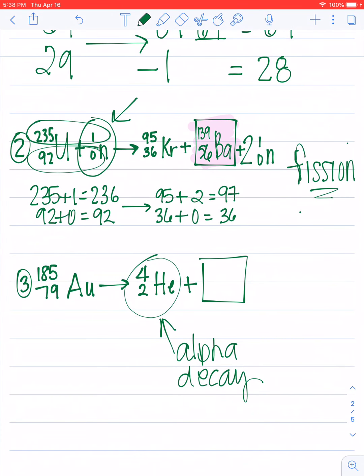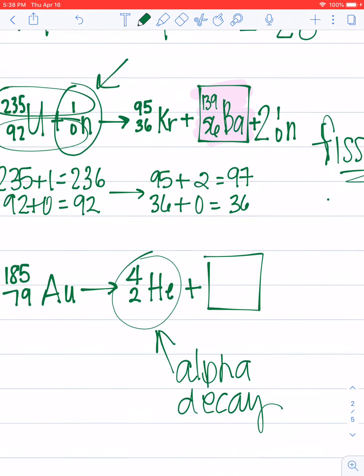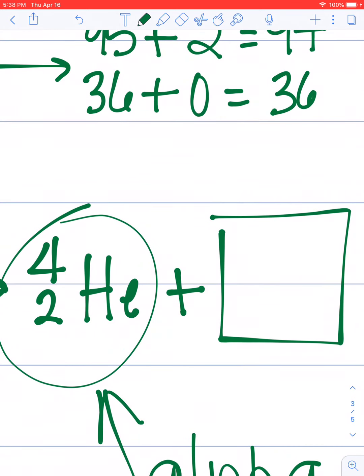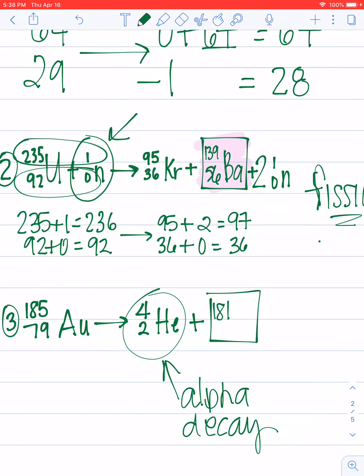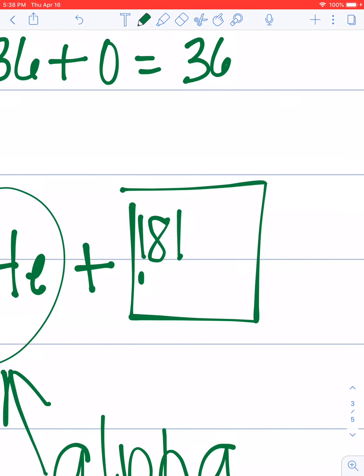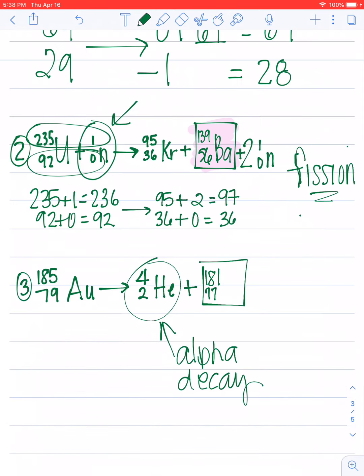So this was probably pretty easy to solve by hand. We have 185 on the left, and we only have 4 on the right. So we have to add a lot. We have to add 181 to that mass number. Similarly, we have 79 on the bottom, that is gold's atomic number, minus the 2 from helium, and that is going to give us 77. We need 77 more protons to balance this all out.